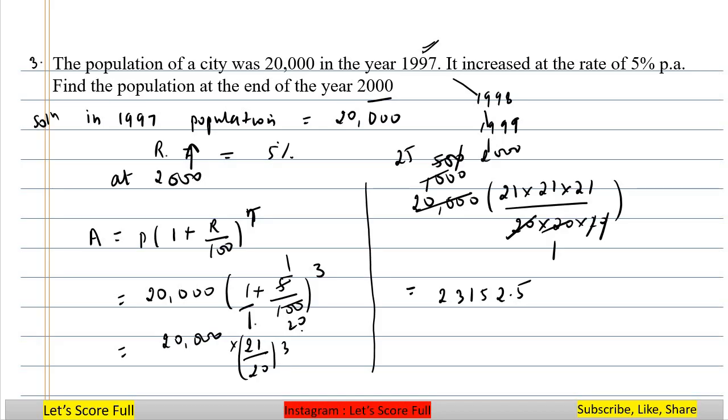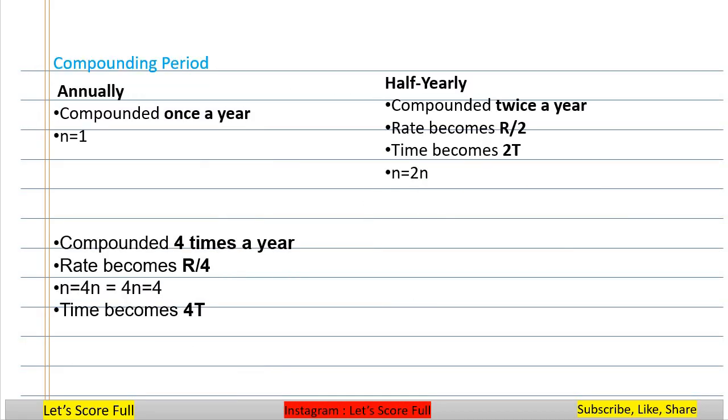In 1997 they have given the initial population. So the population at the end of 2000 will be this much, correct? Now coming to the topic, compounding period. What is the compounding period? Till now, whatever questions we have seen were related to rate of interest compounded yearly. They have given 10% per annum and the compound period is yearly. Annum means year only, correct? Yearly. So in this case, we need not change the time period or rate of interest.